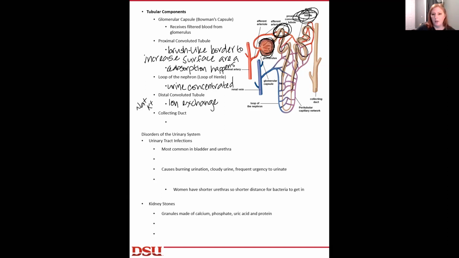All right, following our passage through the distal convoluted tubule, we end up in the collecting duct. That collecting duct is going to carry the urine to the renal pelvis.